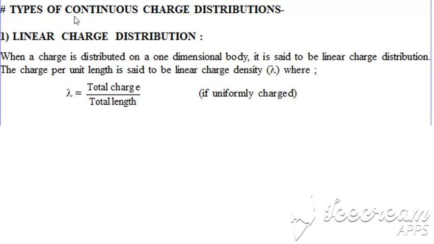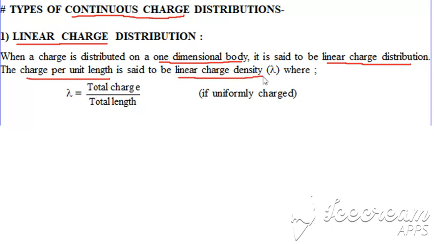Well, this continuous charge distribution that we just talked about can be of three categories. The first one is linear charge distribution, in which the charge is distributed on a one-dimensional body like a wire, rod, etc. Then we will say that the charge distribution is linear charge distribution. Whenever there is a linear charge distribution, we define charge per unit length, and that is known as linear charge density. It is denoted by lambda.